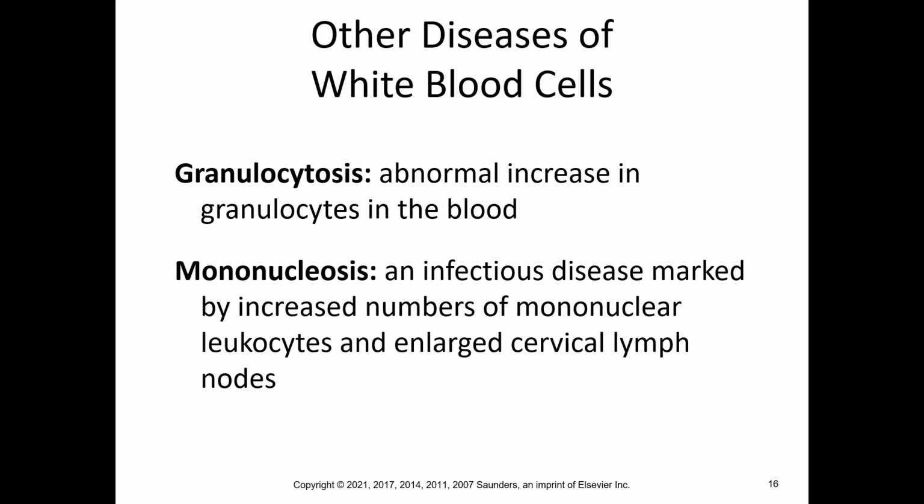Other diseases of white blood cells. Granulocytosis, an abnormal increase in granulocytes in the blood. Mononucleosis is an infectious disease marked by increased numbers of mononuclear leukocytes and enlarged cervical lymph nodes. Remember, monocytes are involved in infectious response, and these cells become affected by a virus called the Epstein-Barr virus, and it causes them to swell and makes the patient feel very ill. It's characterized by splenomegaly, enlargement of cervical lymph nodes, and general viral syndrome.